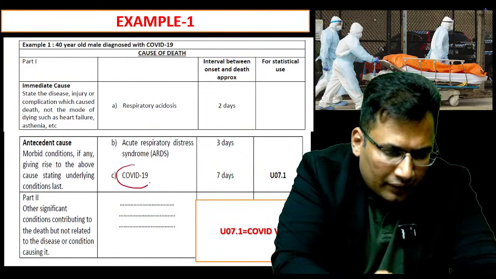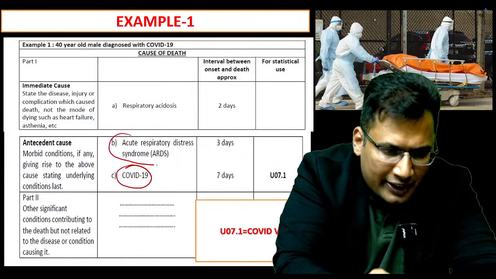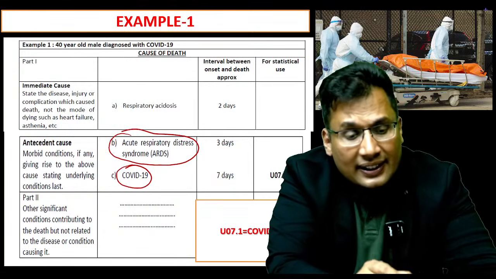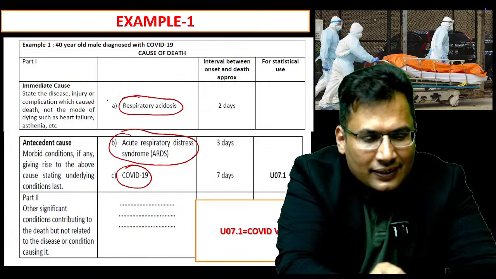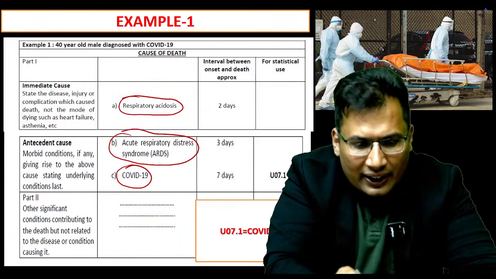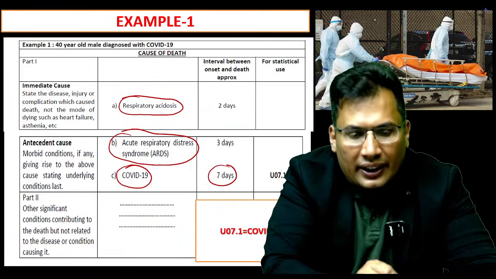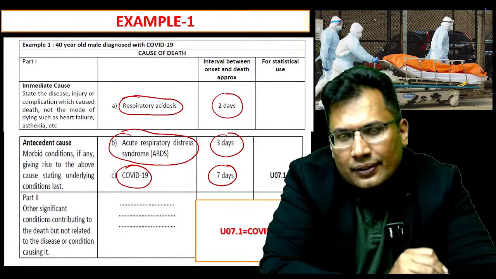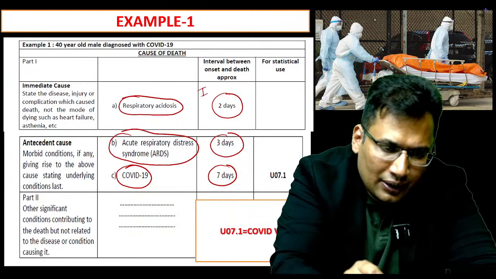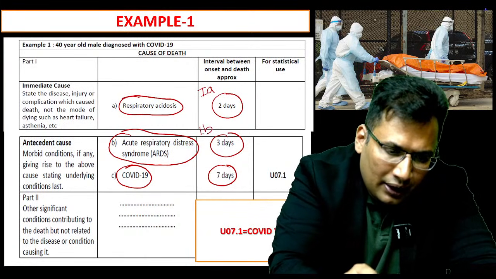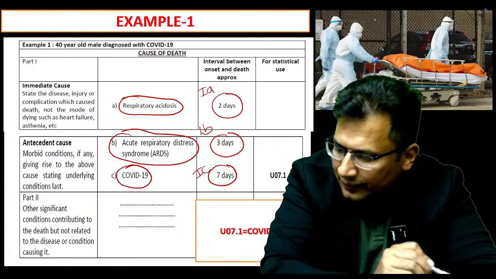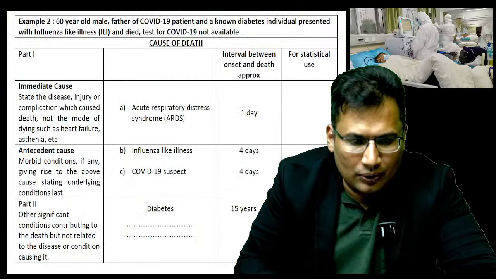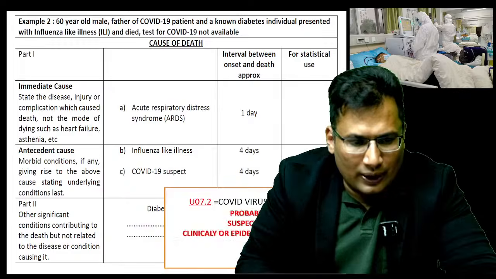COVID-19 leads to acute respiratory distress syndrome, ARDS. ARDS leads to respiratory acidosis. COVID-19 since 7 days, ARDS since 3 days, respiratory acidosis 2 days. So this is 1A, this is 1B, this is 1C. One more example.